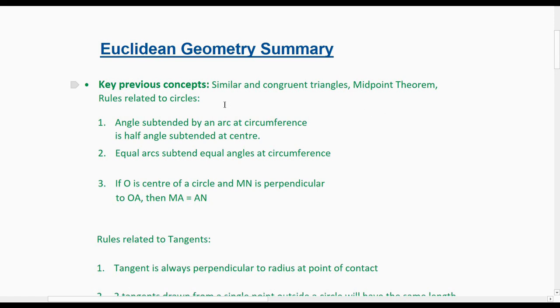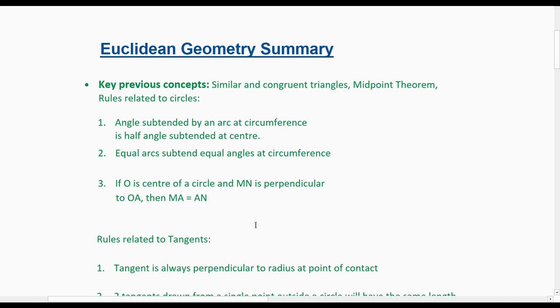Then the rules for circles were the following. First is that the angle subtended by an arc at the circumference is half of the angle subtended at the center. The second rule is that equal arcs subtend equal angles at the circumference. And the third rule for circles was that if O is the center of a circle and MN is a line perpendicular to OA, then MA is equal to AN, where A would be the midpoint of the line MN.